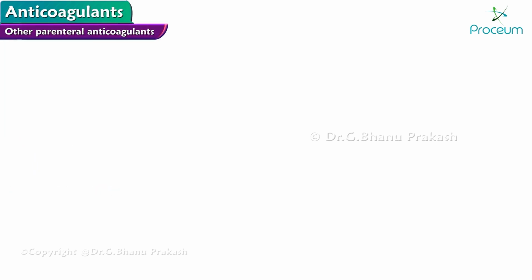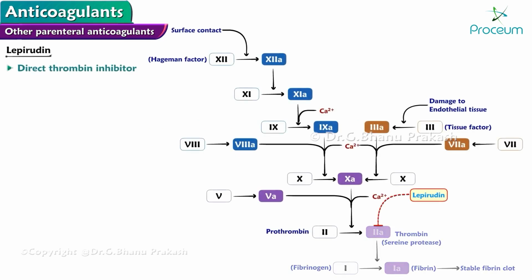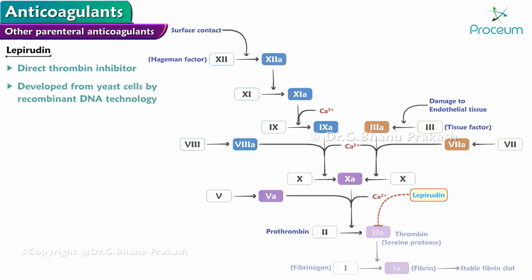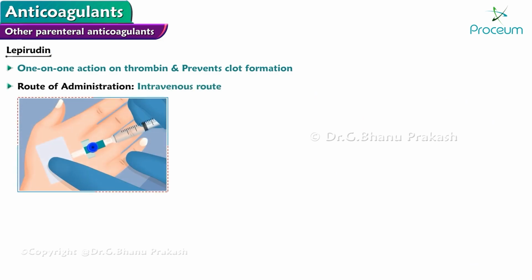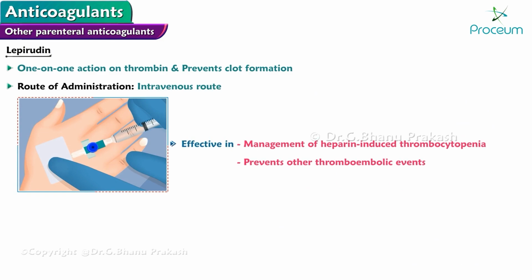Other parenteral anticoagulants. Lepirudin. It's a direct thrombin inhibitor. It's developed from yeast cells by recombinant DNA technology. It has a one-on-one action on thrombin and prevents clot formation. It's administered intravenously and is effective in the management of heparin-induced thrombocytopenia and prevents other thromboembolic events.